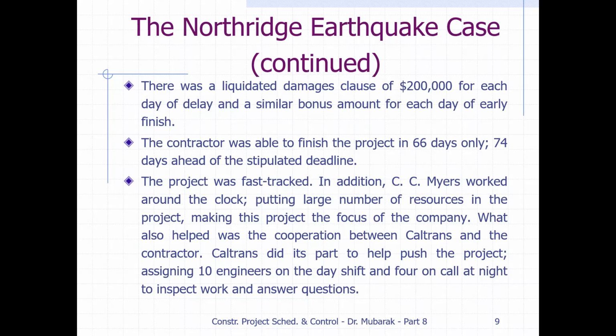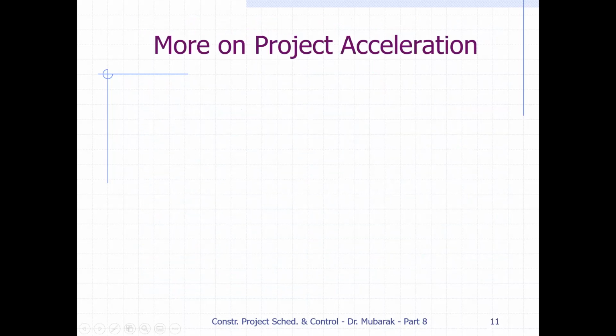Now see the way the contractor worked: the contractor was able to finish the project in 66 days only. The contract was 140 days, but the contractor finished in 66 days. It means they finished 74 days early, 74 days ahead of the stipulated deadline, than the given time in the contract. So they can get a bonus of 74 multiplied by 200,000. The project was fast tracked.